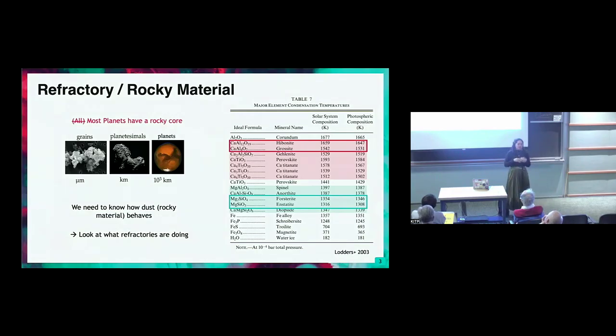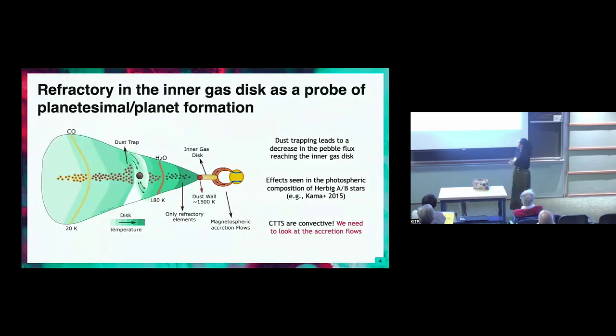So if we look at what these refractory elements are doing, then maybe we can trace what this dusty rocky material is doing as well. One of the signposts being proposed a lot is looking for depletion of these refractory materials in the innermost disk. Here is another schematic of a protoplanetary disk. The pebbles drift inwards, and as the temperature increases, all the volatiles turn to gas and the gas gets enriched. Then in the innermost parts, you will have only refractory elements, which sublimate at the dust wall, get to the inner gas disk, and that's where the magnetic accretion flows feed from.